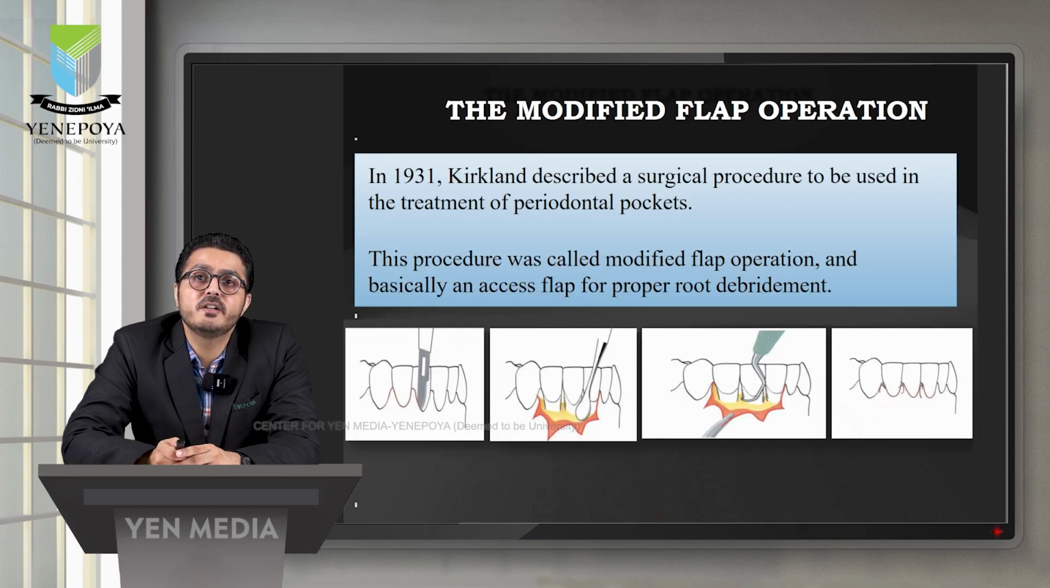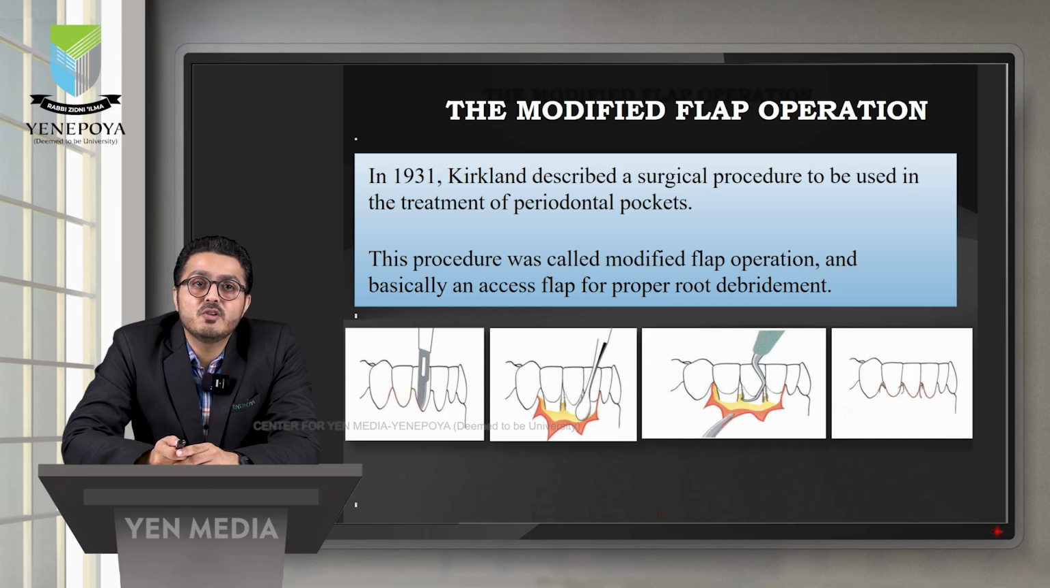Then we have the modified flap operation. Now we are coming to the individual flap procedures. This flap was first described in 1931 by Kirkland. It is used for the debridement of the periodontal pocket as well as removal of the periodontal pocket. This procedure was called modified flap operation and basically is an access flap for proper root debridement, as we already discussed. Here the procedure is very simple, as the diagram shows.